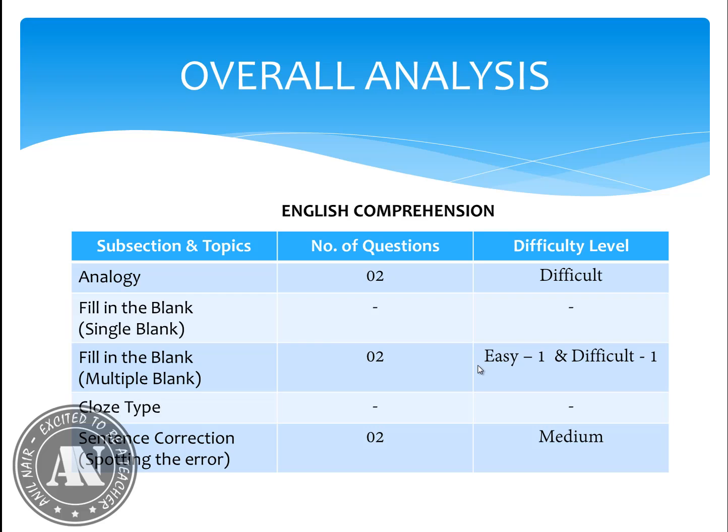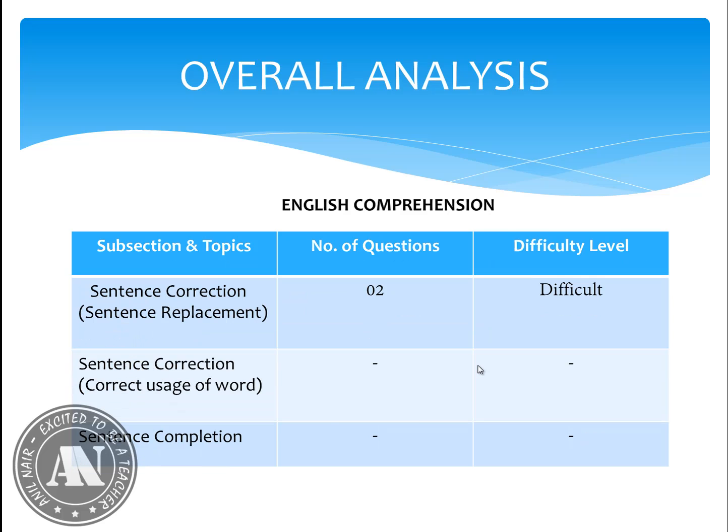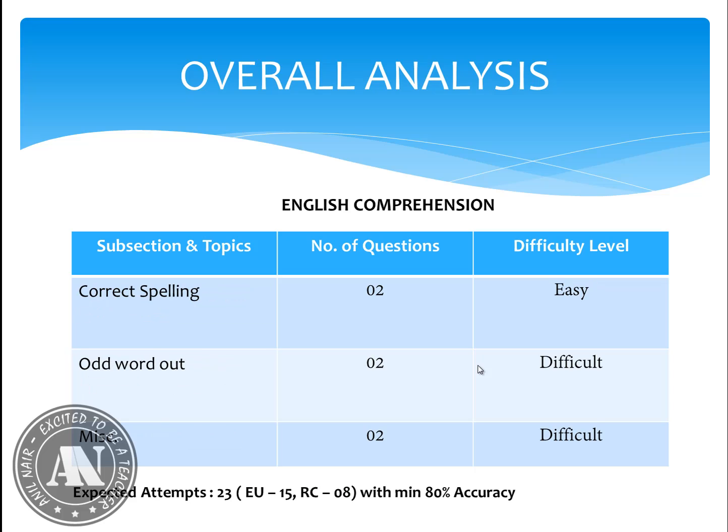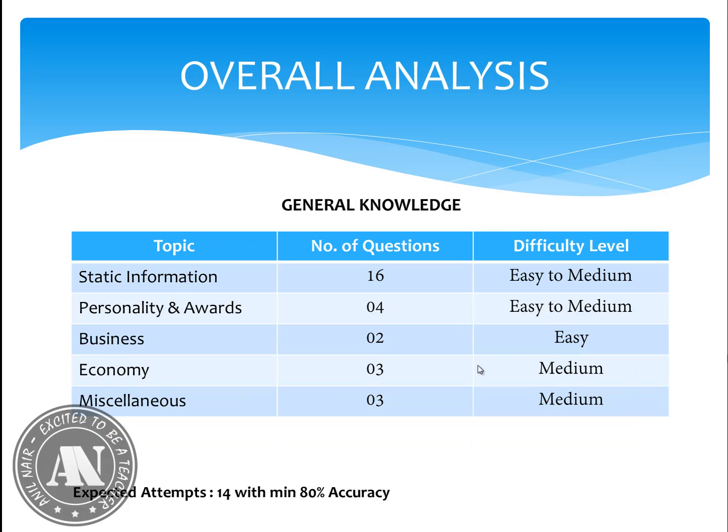There were questions from analogy, fill in the blank, sentence correction, and sentence replacement. So we at Anil Nair Classes believe that the number of attempts in English comprehension should not go below 23, and about 23 with minimum 80% accuracy. I think students should be on the safe side.